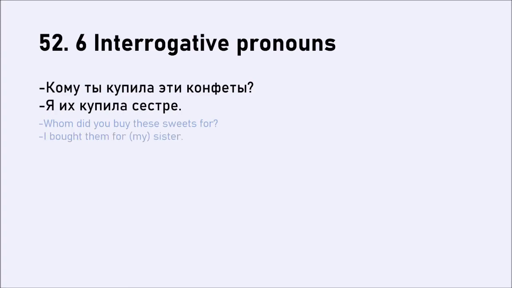Okay, кому. That's why. If we were to just say кто, then it's unclear in Russian, because if you ask кто, that means you're asking for the subject or the person doing the action. But if you want to find out about the person receiving the action, or the person to which the action is being carried out on, then you will say кому, кого, and so on.